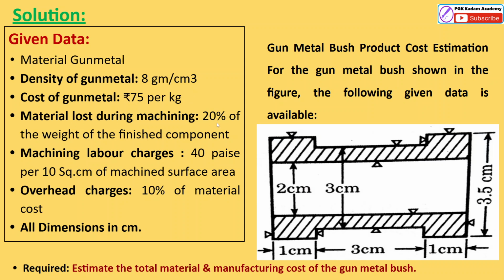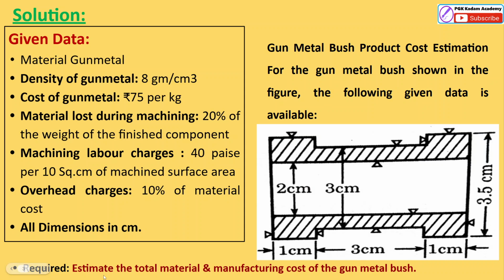Material lost during the machining, that is the space we have to machine, is 20% of the weight of the finished product. This is the finished product diagram. Machining labor charges are 40 paise per square centimeter of machined surface. Overhead charges are 10% of material cost. All the dimensions are in centimeters. So we have to do the product cost estimation for the gunmetal bush shown in the figure.